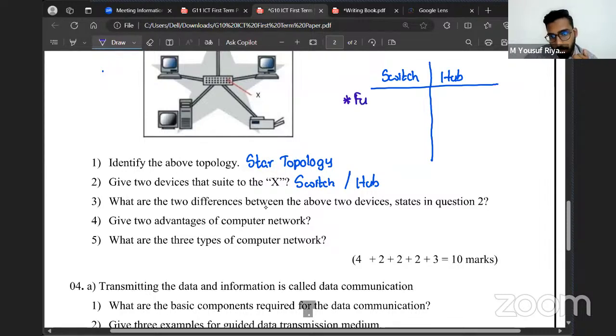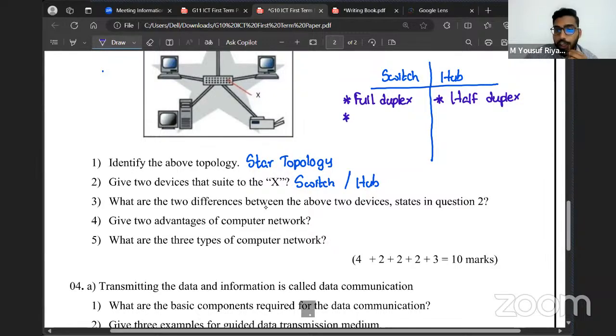Exactly, it's a full duplex data transmission mode. Then, if you take hub, is it simplex, half duplex, or full duplex? It is half duplex. The data transmission mode is half duplex. This is one of the characteristics. Then, in terms of switch, there is one special feature a switch has.